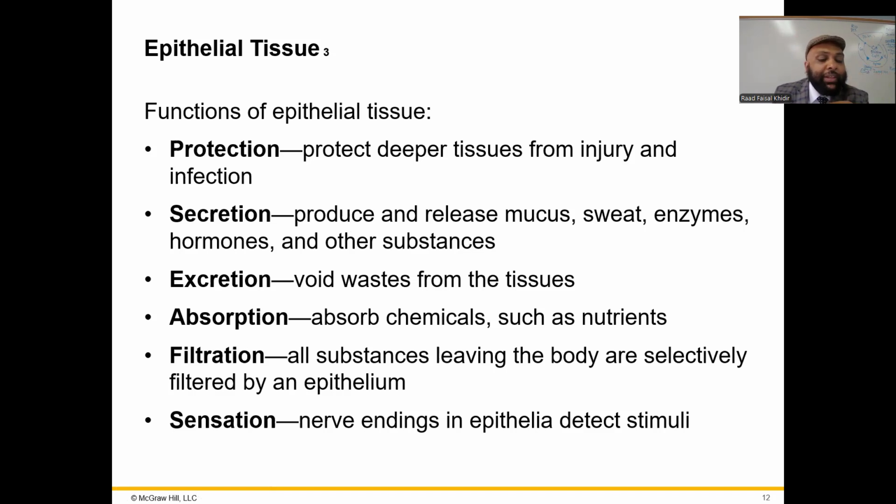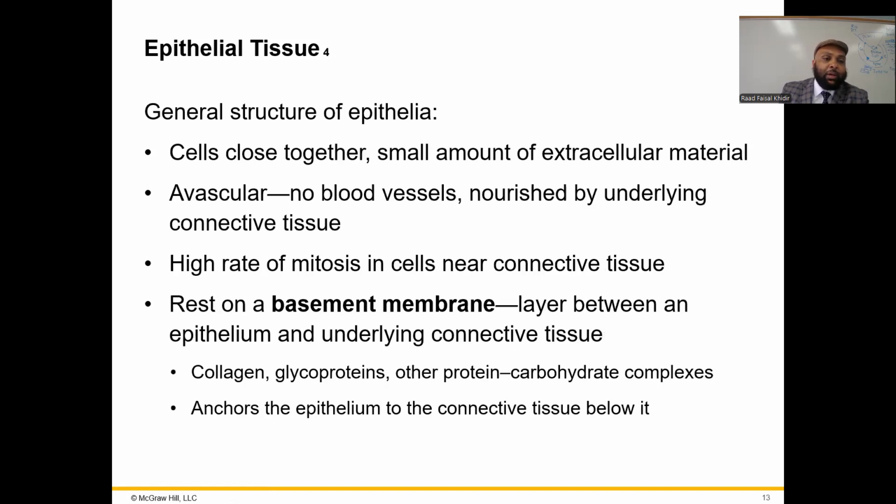Then the epithelial tissue is also important for filtration, where all substances leaving the body are selectively filtered by an epithelium. The epithelium is also important for sensation, and the nerve endings in the epithelia detect stimuli.